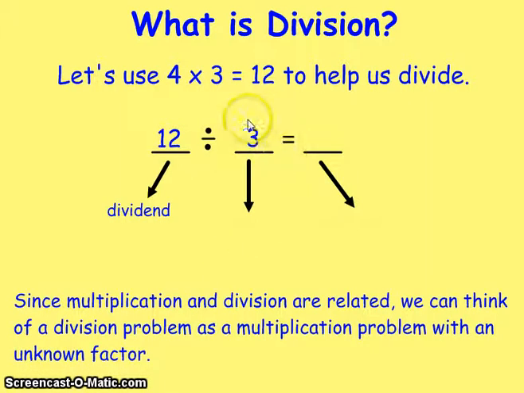I can use either of my factors and put it in the second position of my division equation. What would that be called? What is this part called? Good, the divisor. And finally, since I know that multiplication and division are related, I can use my final factor of 4 as my quotient. 12 divided by 3 is 4 because 4 times 3 is 12. And since multiplication and division are related, we can think of a division problem as a multiplication problem with an unknown factor. We're going to practice this in a little bit.